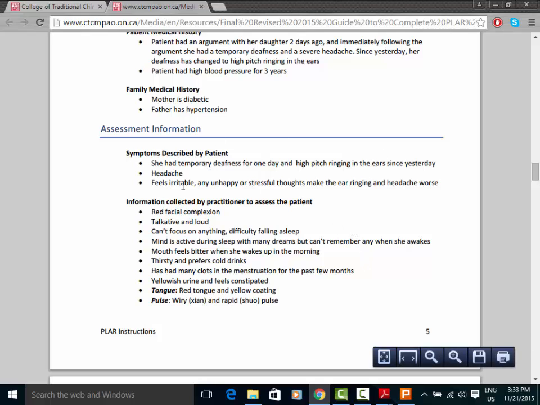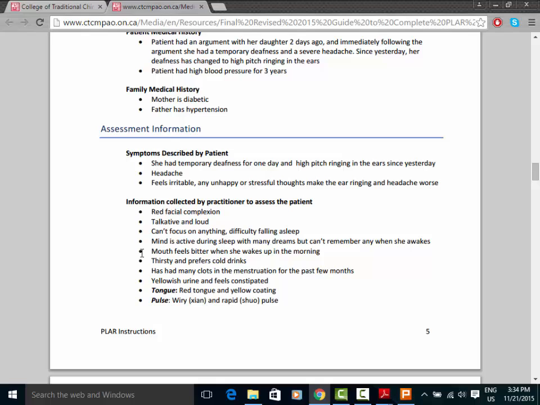temporary or acute since yesterday with headache, all right, what is the differential diagnosis at this point? What are the common acute deafness with headache that we think of? There's two. What are they? If you just say acute deafness with headache, we think what?